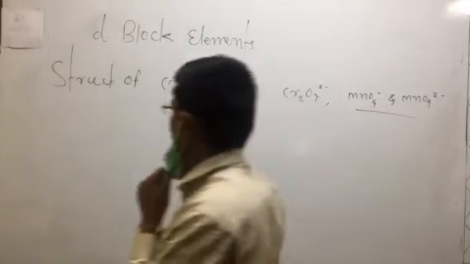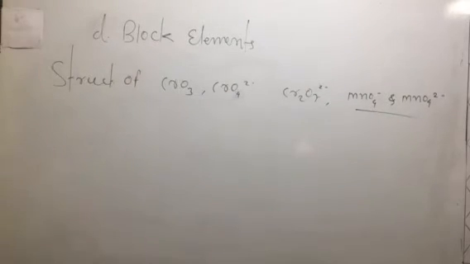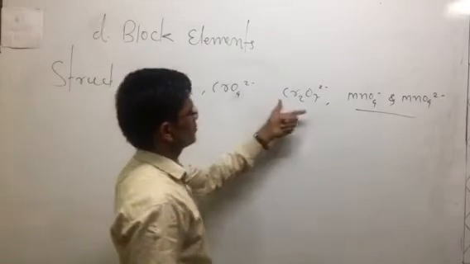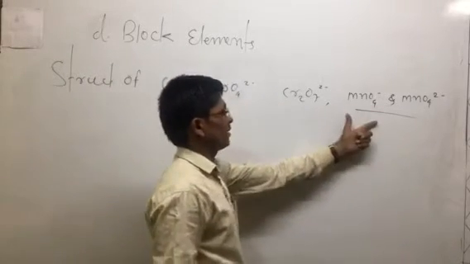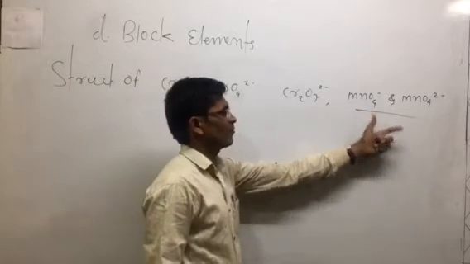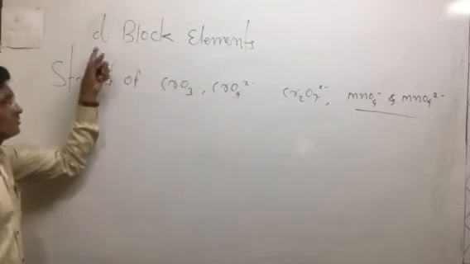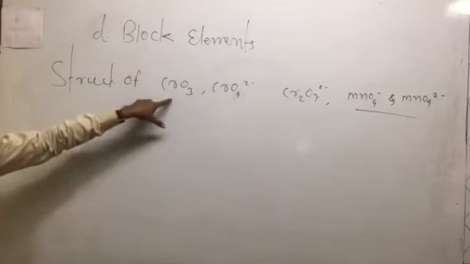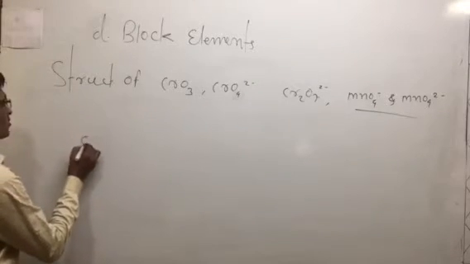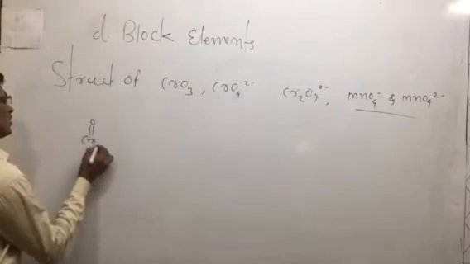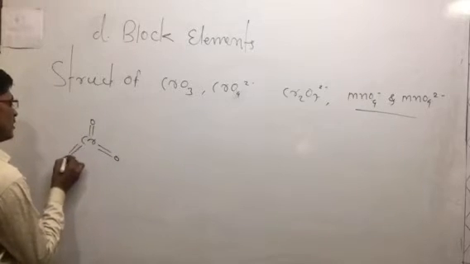Discussion of d block elements. This is the structure of chromium trioxide, chromate ion, dichromate, manganate, and permanganate ion. Here we are discussing particular d block elements of the 3d series, containing chromium as a central atom, CrO3, that is chromium trioxide.